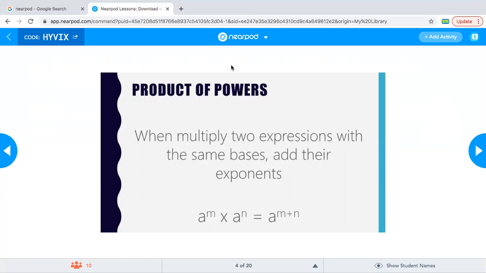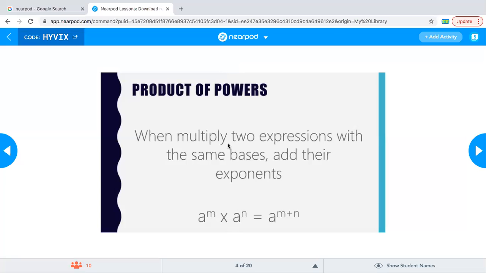This rule states when you multiply 2 expressions with the same bases, you add their exponents. And I'll explain what that means, but let's write the definition. When you multiply 2 expressions with the same bases, you add their exponents.